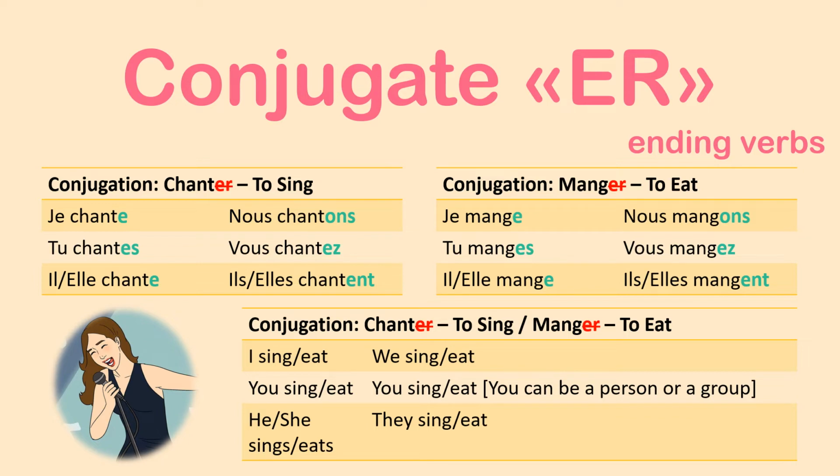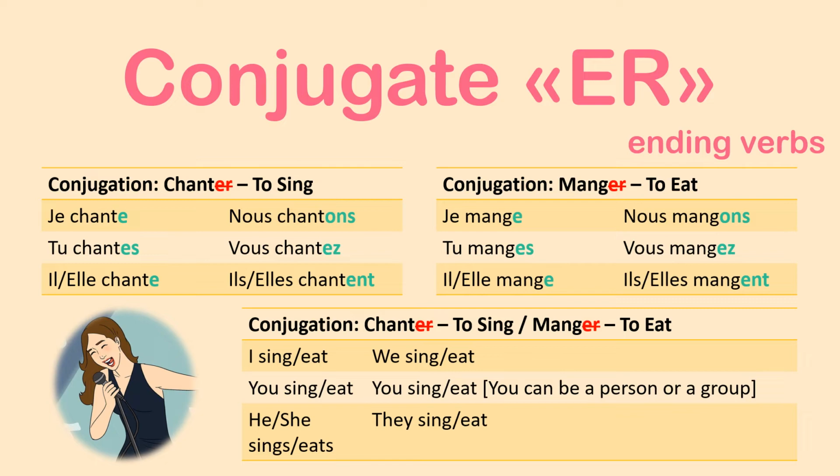So for instance here, chanter becomes je chante with an E at the end. Tu chantes, where we add ES. Il chante, elle chante, just adding an E. Nous chantons, with ONS. Vous chantez, with EZ. Ils chantent, elles chantent, with ENT.